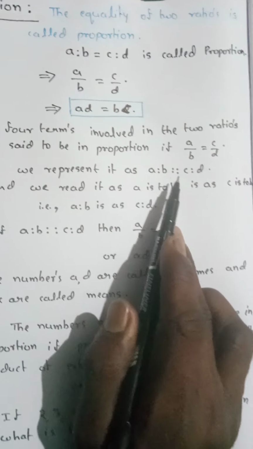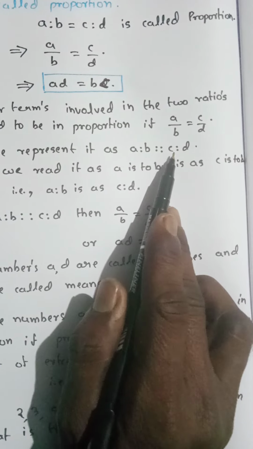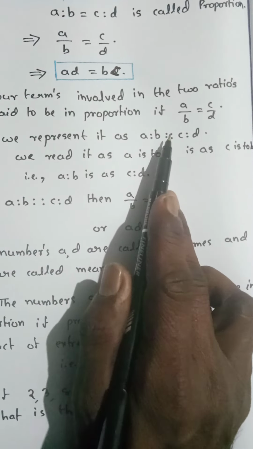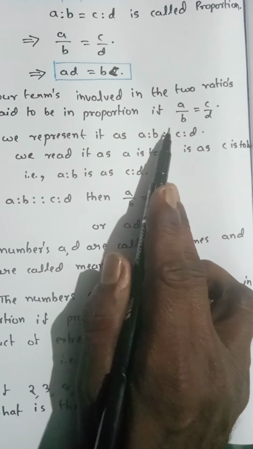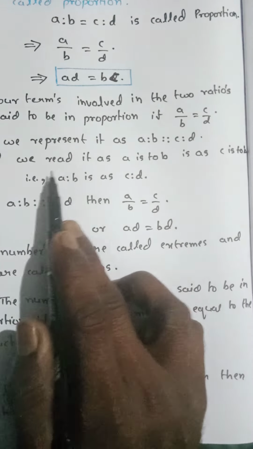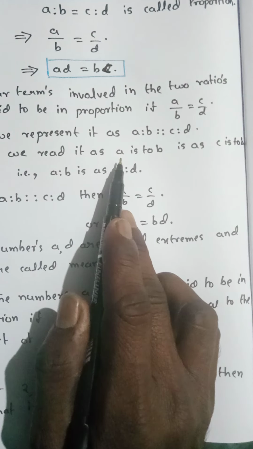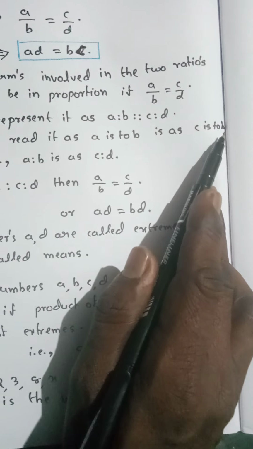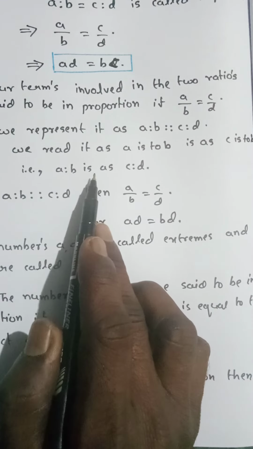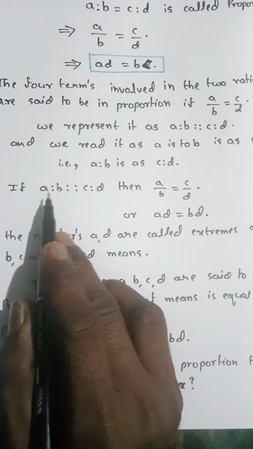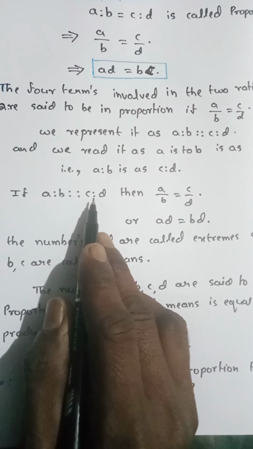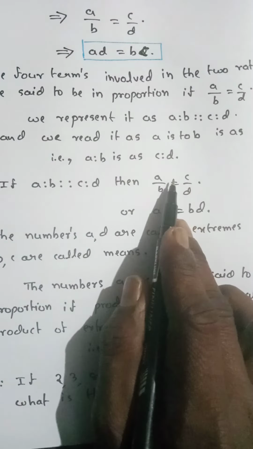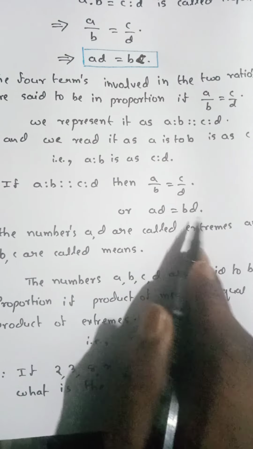So we represent the proportionality between these two ratios like this: A is to B as C is to D. We can write A is to B, keep four dots, and C is to D. This is nothing but the proportionality symbol. We write it as A is to B is as C is to D. So if A is to B is as C is to D, then we need to remember A by B must be equal to C by D. That is the same as writing AD equal to BC.